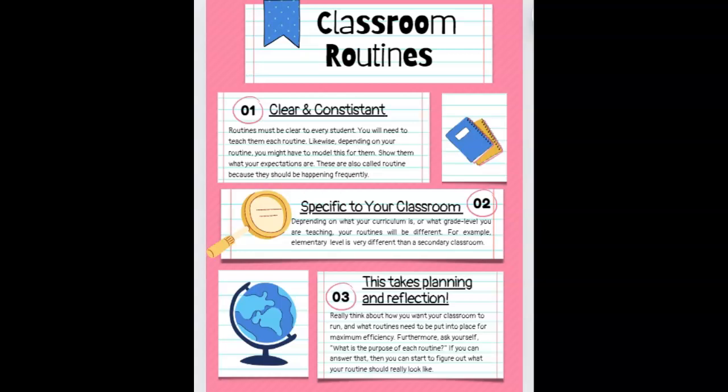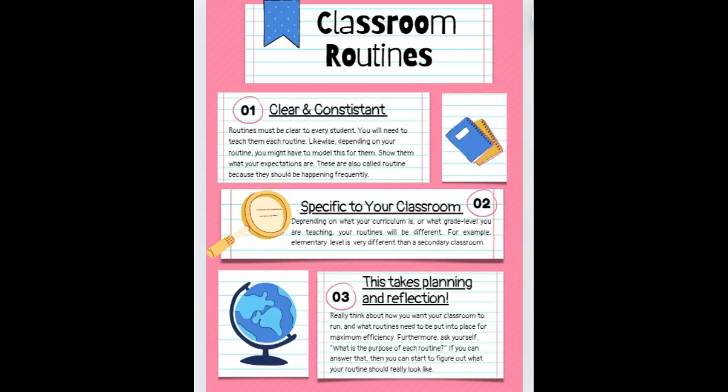You will need to teach them these routines, just like expectations. This needs to be taught to them so that there are no questions from the students what they're supposed to be doing. So explicitly teach them what that looks like. And then depending on what the routine is, you can even model it for them. If you want them to do something a certain way each time, then practice that and model it for them so that they understand this is what you're looking for.